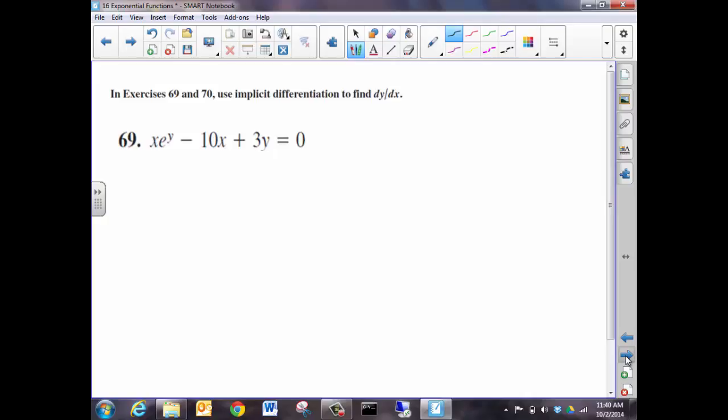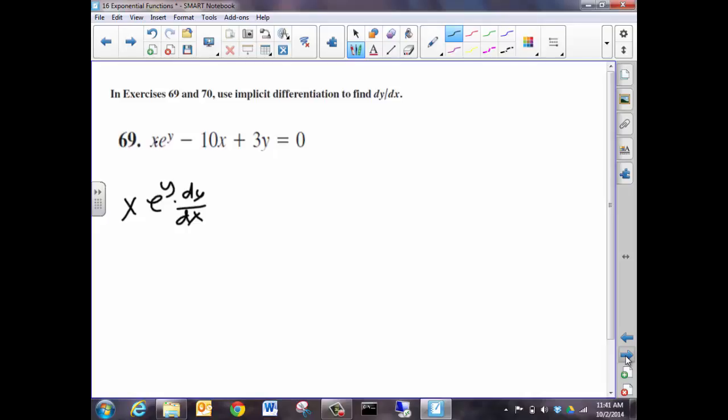Bingo, Kelsey is exactly right. You've got to have dy dx's in there, okay? So you've got to do product rule. So let's walk through this. Product rule is going to be what? First, what's the derivative of second? E to the y dy over dx. Remember, the derivative of e to a power is e to that same power times the derivative of that power.